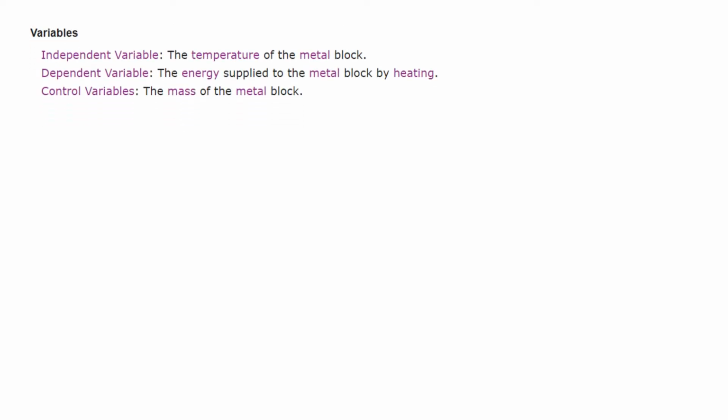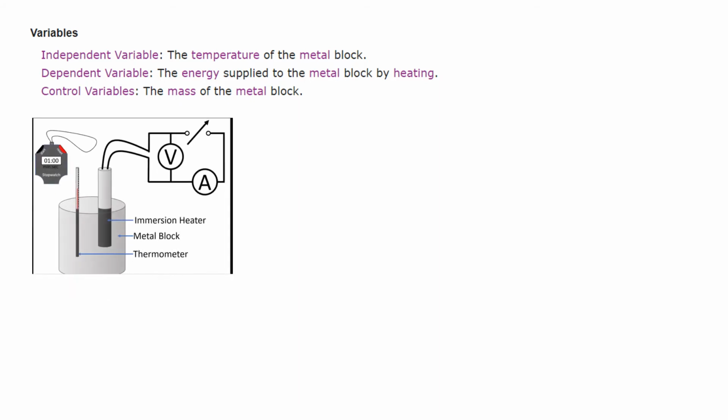So here we come to our practical, and we have our independent variable, and the independent variable is the temperature of the metal block. And we will be measuring that at the start and at the finish. The dependent variable is going to be the energy supplied to the metal block by heating. And control variables, the mass of the block is the mass of the metal block. Now that shouldn't change throughout your experiment. However, if you wanted to repeat the experiment, you'd try and use the same block.